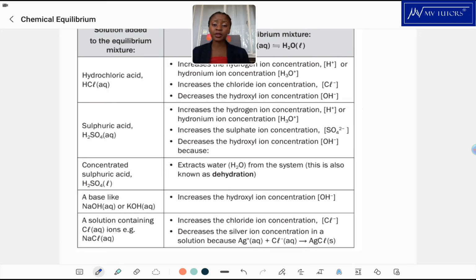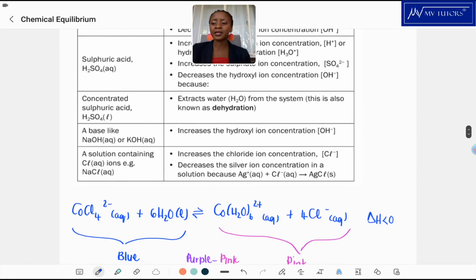If you have some silver ions in the solution and you keep adding sodium chloride to it, remember, chloride and silver form a precipitate. So while the chloride ion concentration is increasing, the silver ion concentration in the solution will decrease. That's basically that. If it doesn't make sense, we're going to do an example and you'll see how to apply all of this.